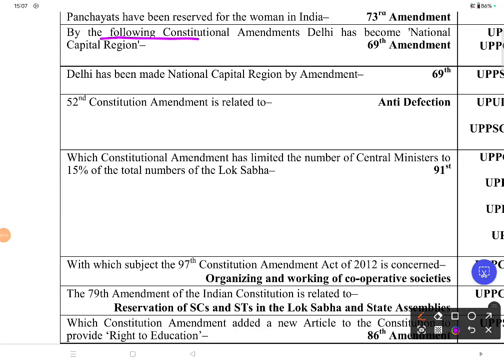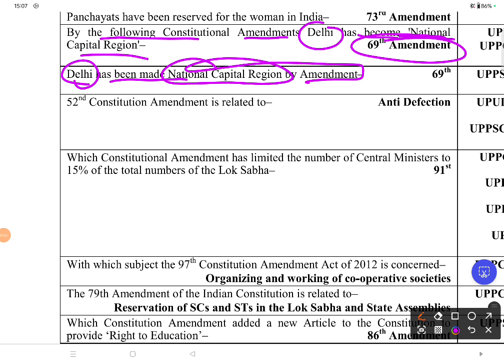By the following constitutional amendment, Delhi has been made National Capital Region: 69th Amendment. Delhi has been made National Capital Region by the 69th Amendment. The 52nd Constitutional Amendment is related to anti-defection.